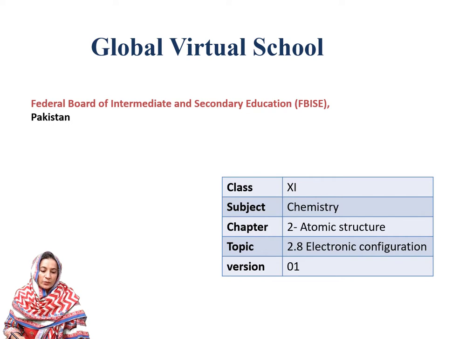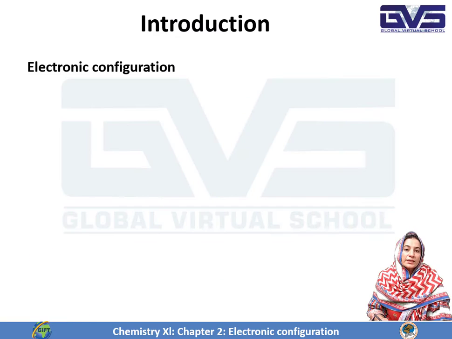I am Dr. Jazbanu, and today is the last lecture of chapter 2, atomic structure, and the topic for today's discussion is electronic configuration. Students, basically electronic configuration is the distribution of electrons in shells, in subshells and orbitals. How to distribute, where electron will go first, in which shell, in which subshell and in which orbital. This will be discussed in today's lecture.